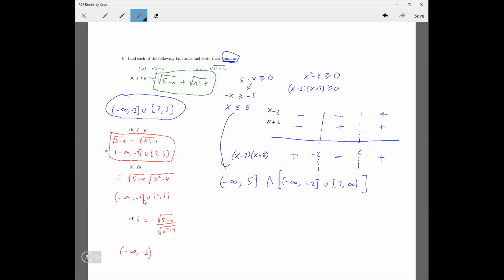So instead of the brackets we had in the previous ones, you have to put a parenthesis right there for the -2, and also for the 2. So the 2 and the -2 are removed from the domain because they would make the denominator 0.